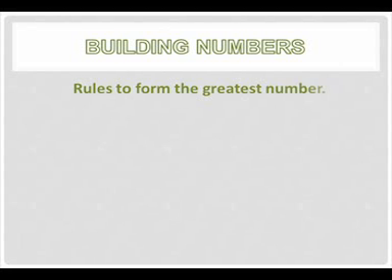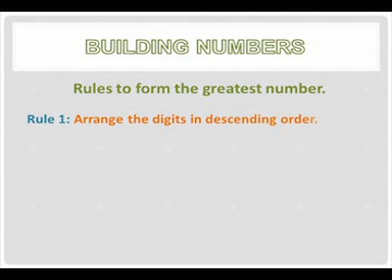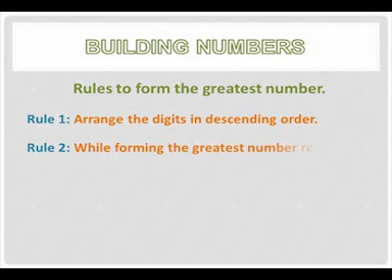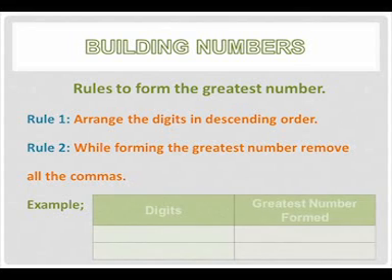Rules to form the greatest number. Rule number 1. Arrange the digits in descending order. Second, we will remove all the commas to form the greatest number. For example, let's take digit 1, 4 and 2. We will arrange these digits in descending order and form the greatest number. So, the greatest number formed is 421.